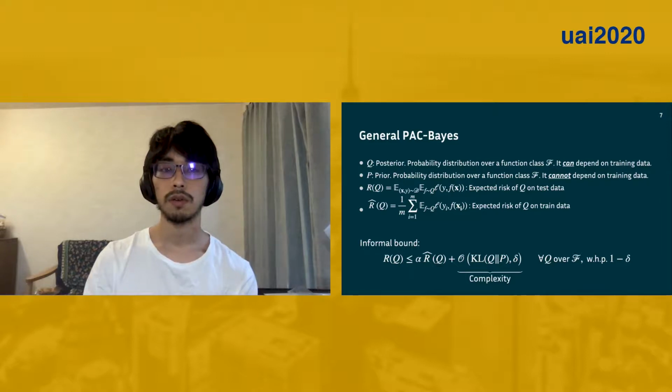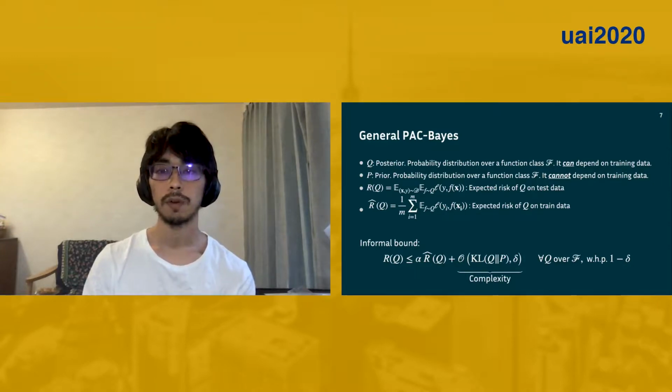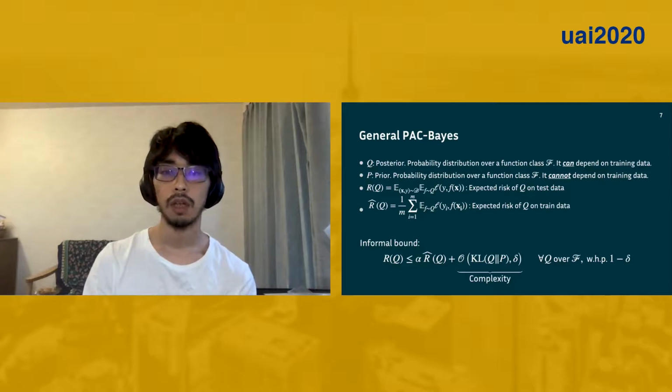I briefly introduce the general PAC-Bayes bound. PAC-Bayes is a Bayesian flavor PAC learning framework. It uses a posterior Q that is a probability distribution over a function class F, for example, neural networks. Q can be optimized by using training data. The PAC-Bayes also requires a prior P over the same function class, but P cannot be optimized by using training data.